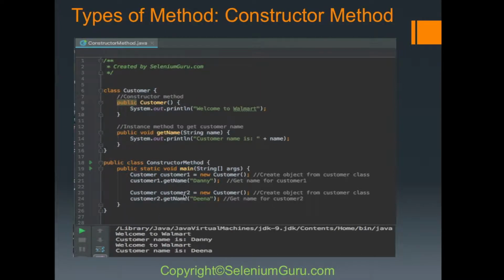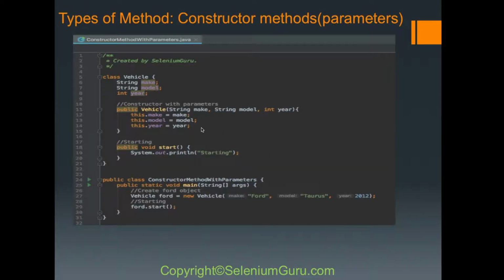Now if you look into customer2, I created another object customer2, new customer. Again, it says welcome to Walmart, and it says get name Dina, customer name is Dina. You can see here, although I did not explicitly call this method, just like get name, this method was called at the beginning. As soon as I create an object, this method was called. That is why it's called constructor method. You do not have to explicitly call that, it just calls it for you.